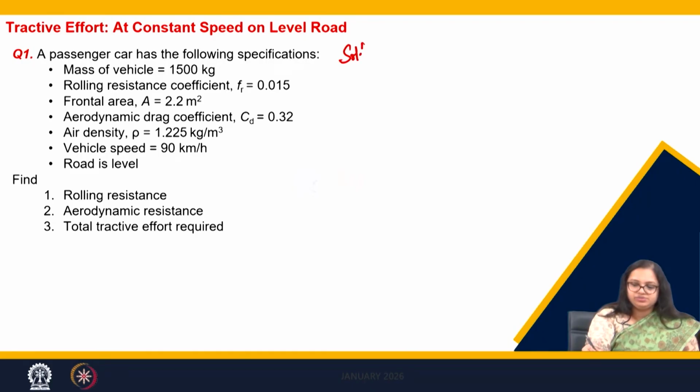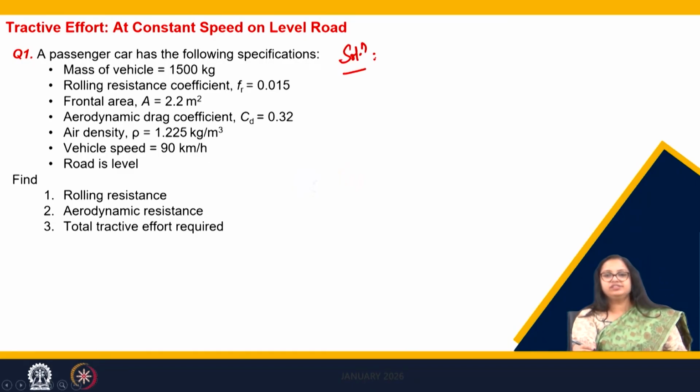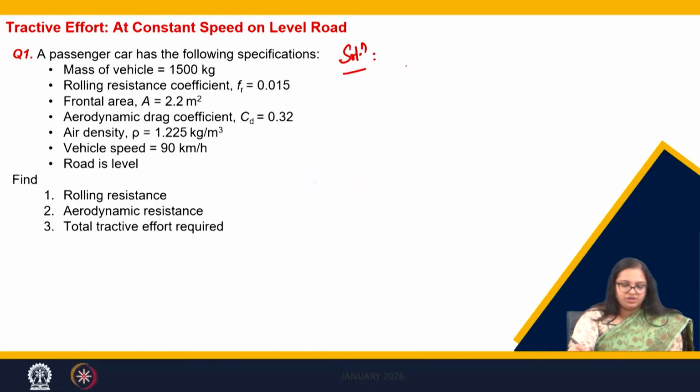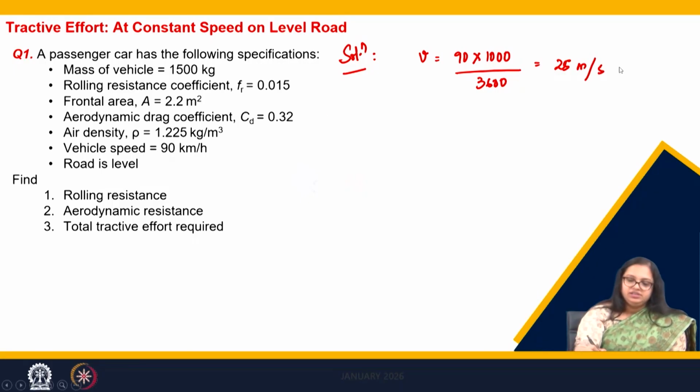So, coming to the solution. First, the vehicle speed is given, so we have to convert it into velocity. Convert the velocity into meters per second. Here V is equal to 90 multiplied by 1000 divided by 3600, which is 25 meters per second. Then the first quantity is the rolling resistance.